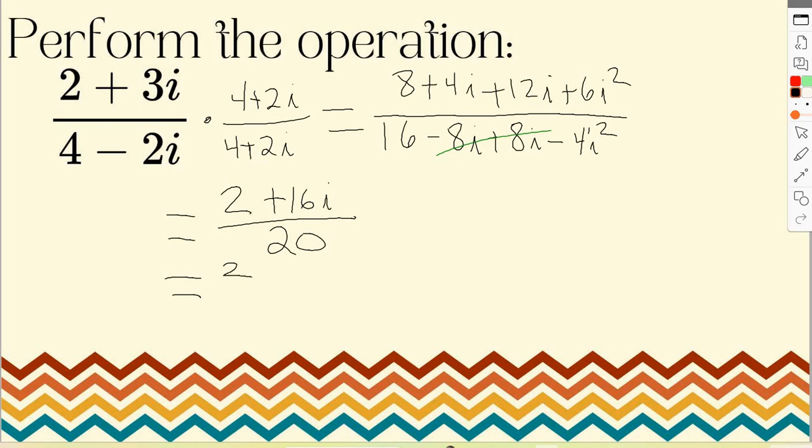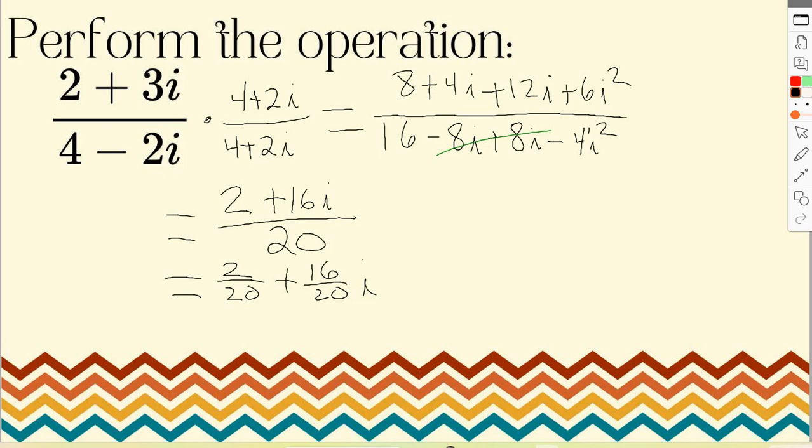So we would have 2 over 20 plus 16i over 20. Because now 2 over 20 is our real part, and 16i over 20 is our imaginary part. Are we okay with that? So our real part is like when I said a plus or minus bi. Your real part is just the number that doesn't have anything with it, just a real whole number. Your imaginary part is whatever is with the i.